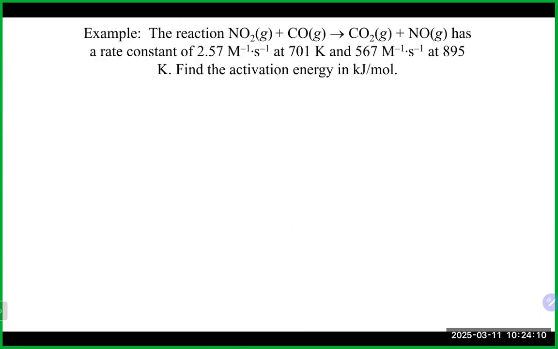So why don't we solve for something here? In this case, we're going to look for the activation energy in a reaction where we have a rate constant of 2.57 at 701 Kelvin and 567 at 895 Kelvin. What is the activation energy? So take a few moments.